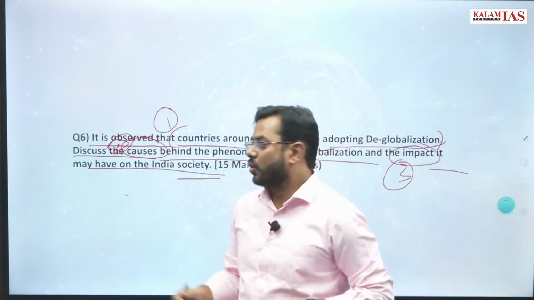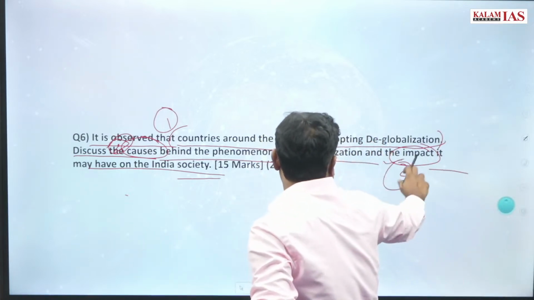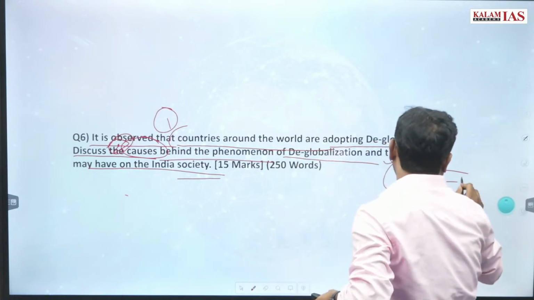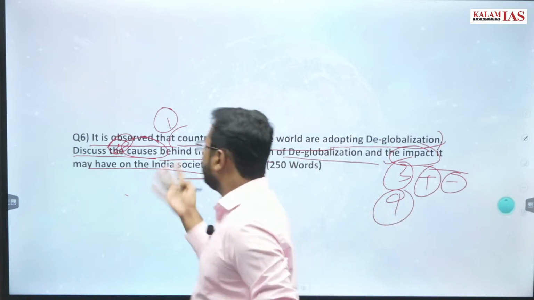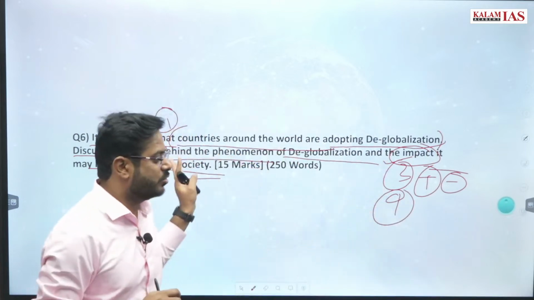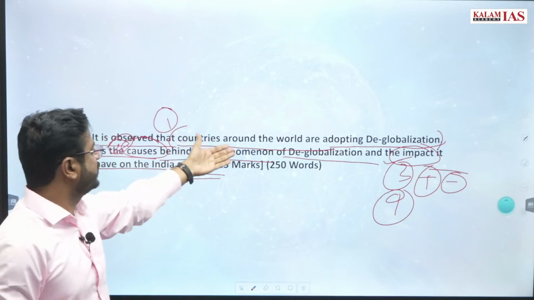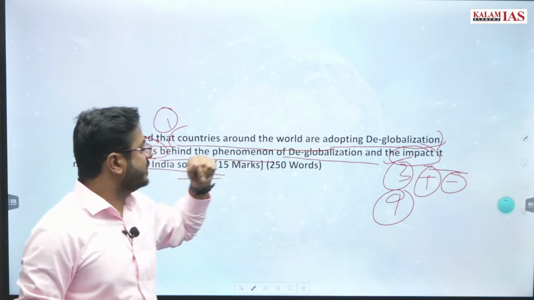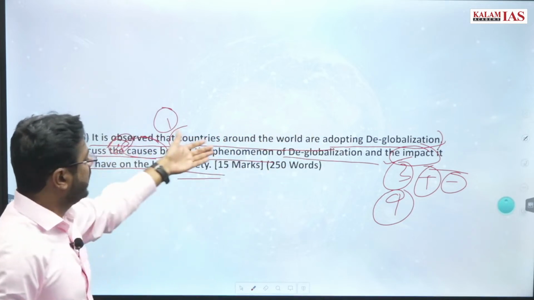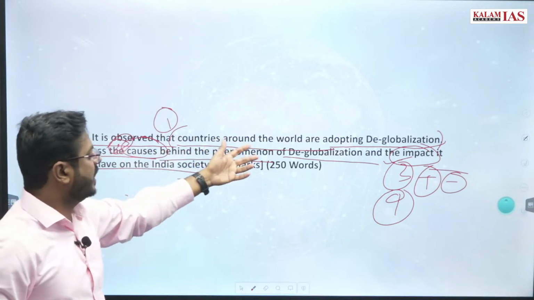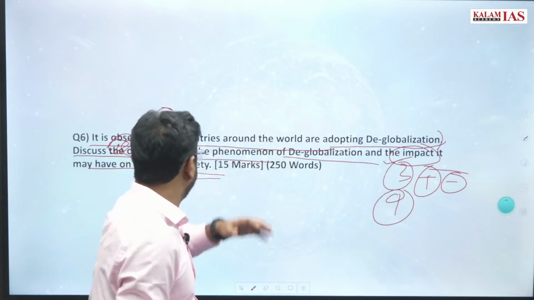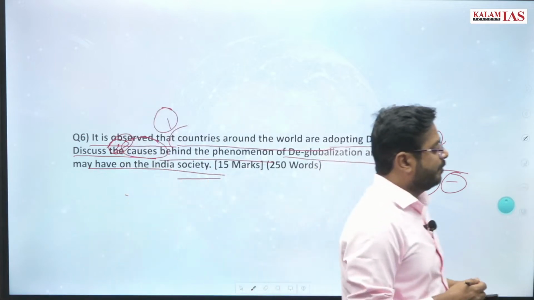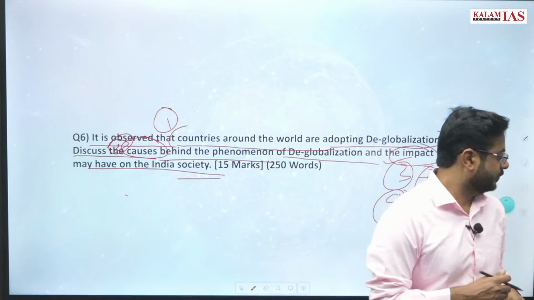Right. So it will have positive as well as the negative impact. So there will be total 4 parts in the question. That is, first you will be explain the adopting the deglobalization, second will be the causes behind the phenomenon of the deglobalization, third will be positive impact of the deglobalization, and fourth will be the negative impact of the deglobalization on the Indian society. Right?